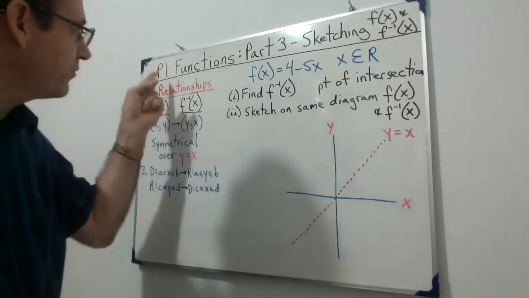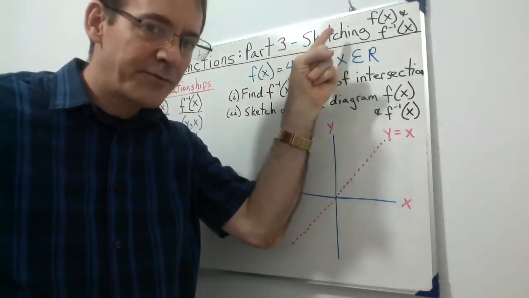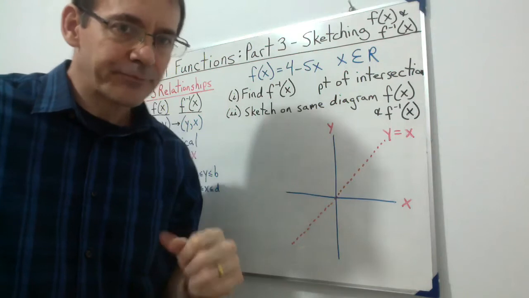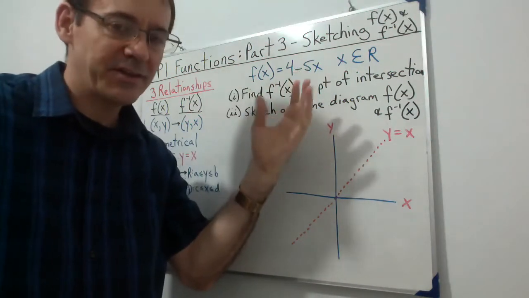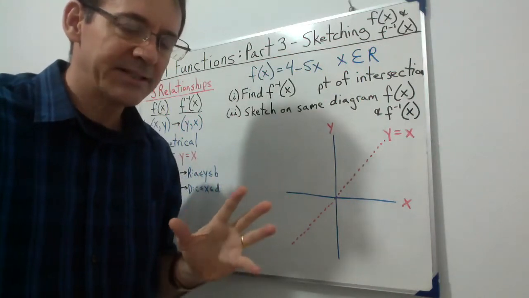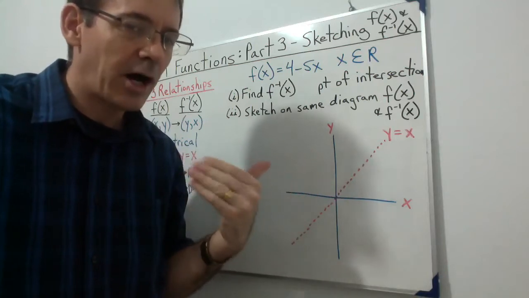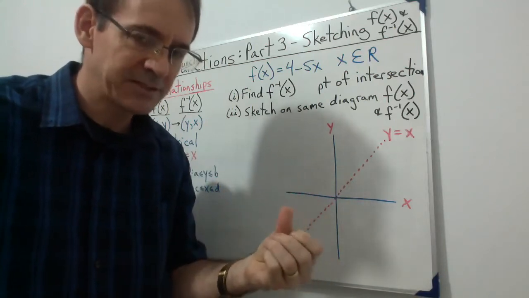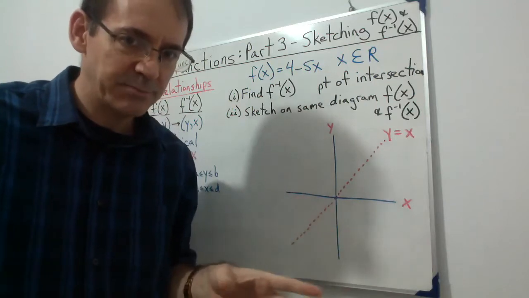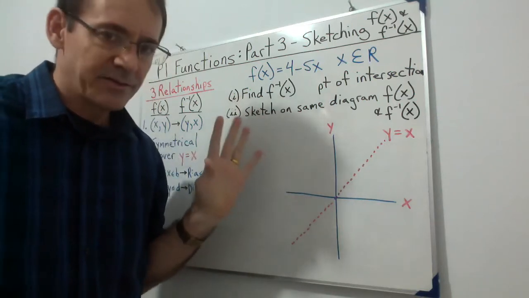Today we want to cover Pure Math 1 Functions, Part 3, Sketching the f of x function and the inverse of f of x function on the same graph. Now, even though this is referred to as sketching the graphs, actually the most important part of the lesson isn't so much the sketching, as Cambridge doesn't often ask you to sketch the graphs. It does occasionally, but it's not a significant portion of their question types. So don't focus specifically on the sketching part itself.